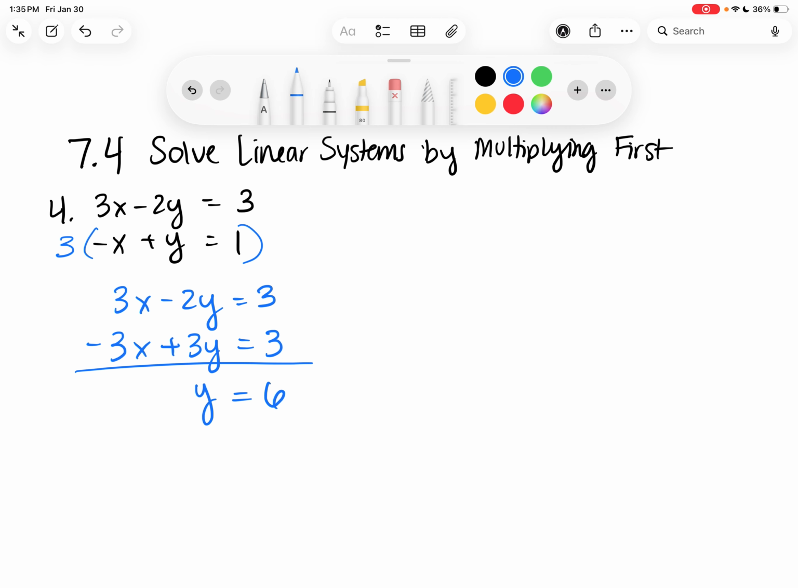And then we take this and plug it into one of the original equations. So I would use the one that has y by itself, like there's nothing being multiplied by it. So I'm going to use this bottom one. So negative x plus 6 equals 1. Subtract the 6, so I have negative x equals negative 5. Divide by the negative, x equals 5. So then your answer is 5, 6.